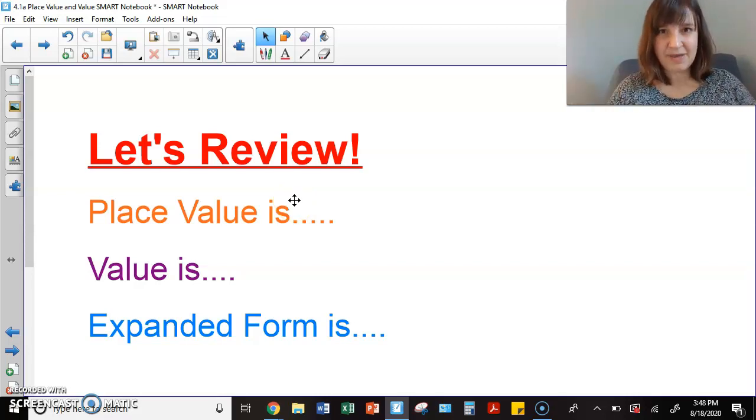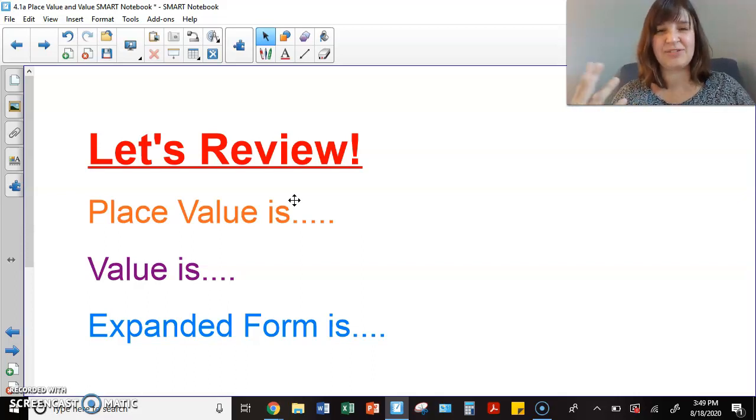So let's review. Place value is the position of the number. It's the name of the place the digit is in. The value is how much it's worth. Think of money, okay? If your 5 is in the thousands place, that's worth $5,000. A lot better than if your 5 was in the hundreds place and it was $500. I'd still love $500, but $5,000 is better. So knowing the place value helps you know the value.